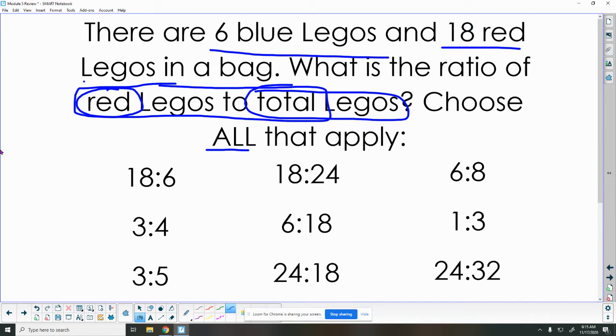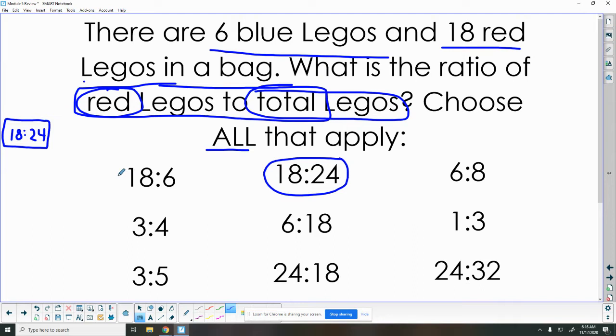So I can see there are 18 red. And when I put the red and blue together, 6 plus 18, I get 24. So this is our ratio that we're given in the problem, 18 to 24. So I can see this one here is the same. So now we're looking for any other equivalent ratios.